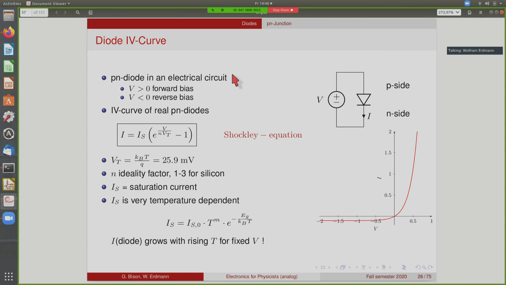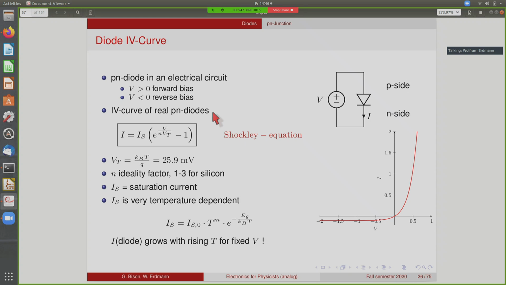So when the voltage applied in this way is positive, we are in forward bias, so the P side is more positive than the N side. And when the voltage applied in this scheme is negative, then we have the negative voltage on the P side, the positive voltage on the N side. That is called reverse bias.